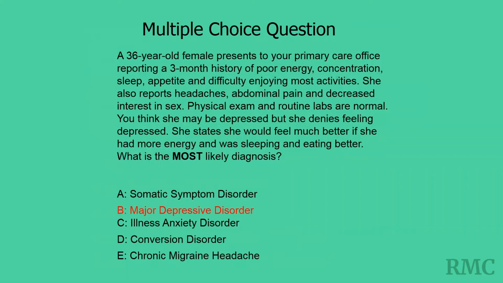Note, you don't have to have depressed mood to have major depressive disorder. She just has difficulty enjoying most activities, or anhedonia, and that's one of the two cardinal symptoms required for a diagnosis of depression. The other teaching point is many people with depression also have physical complaints, and if the physical complaints are in the setting of a mood disorder, we call it the mood disorder and not a somatic symptom disorder.